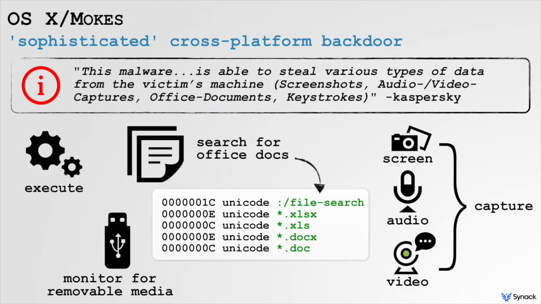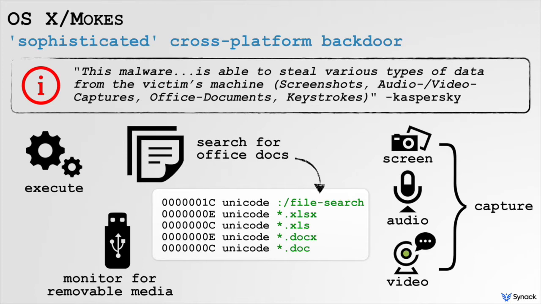Another one is Mox. This was discovered last September by Kaspersky. And this is a cross-platform backdoor that had some pretty interesting capabilities. Again, it looked like it was designed maybe not by cyber criminals, but perhaps by attackers that were more interested in gathering intelligence. So it had basic capabilities like downloading and executing commands.